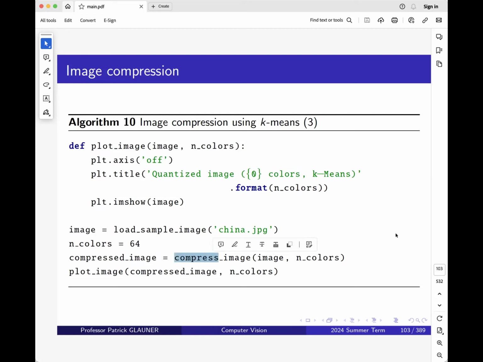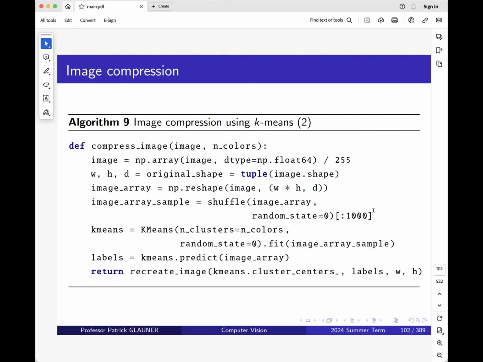So my key function is compress image. What compress image does is it loads the image and turns it into a NumPy array. And essentially what it's doing, it's now decomposing the image into some way that we can easily work with it. But you're welcome to code this example on your own because it's just a lot of boilerplate code.